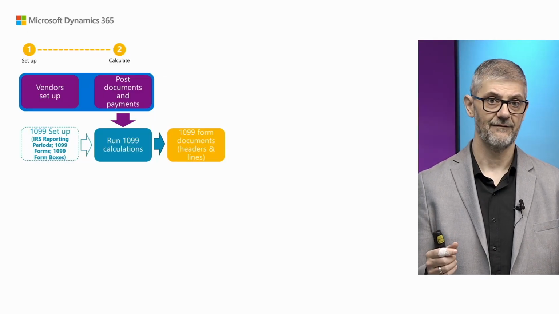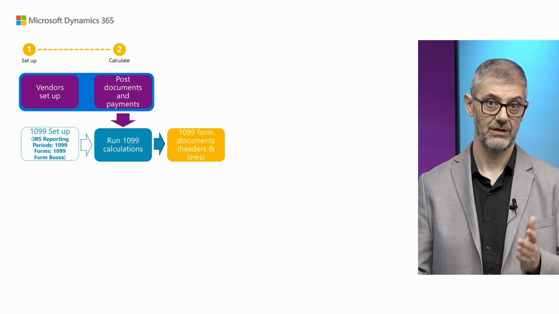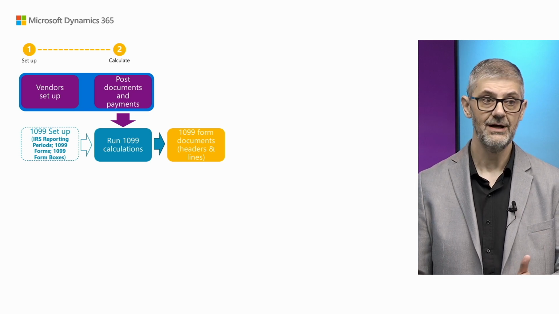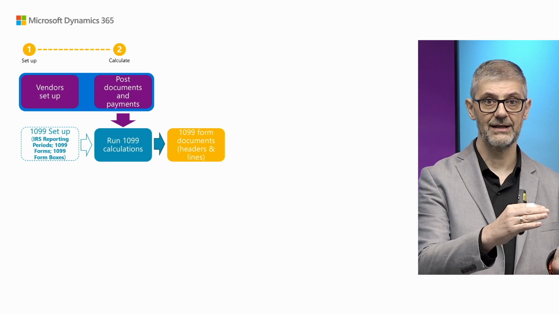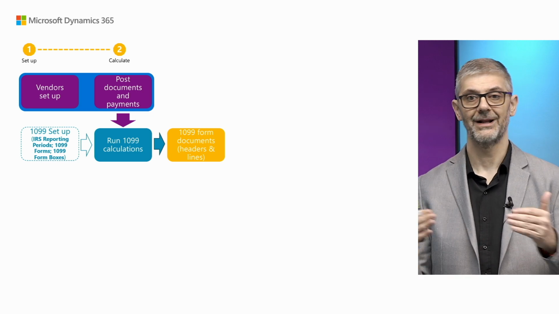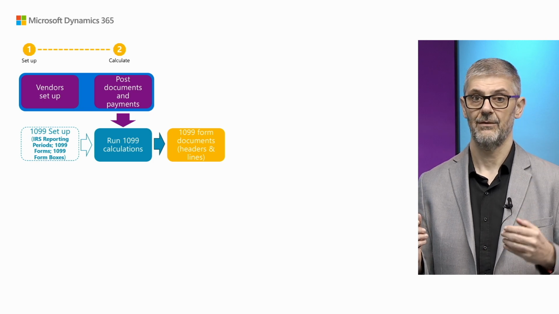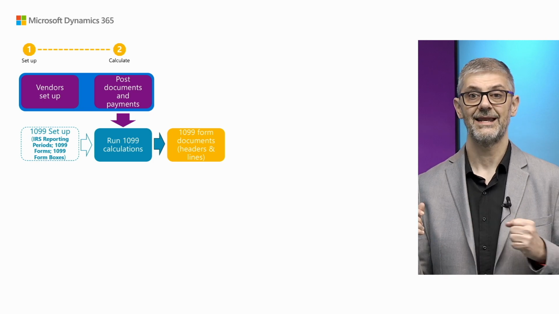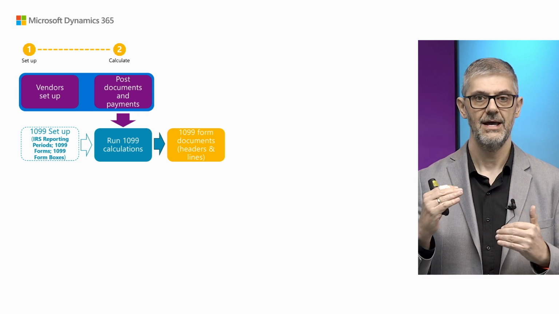Then we have the 1099 forms, form boxes, and everything. So when you run calculation, we assume you have all documents and payment register. Now we have all this setup information about 1099 reports, and the system will just calculate it. And when we calculate, what will you get now? This is now the second value, because after setup, you will get 1099 form documents. Now we have documents with header and lines. You will see a little bit more why this is important and why this is a benefit.